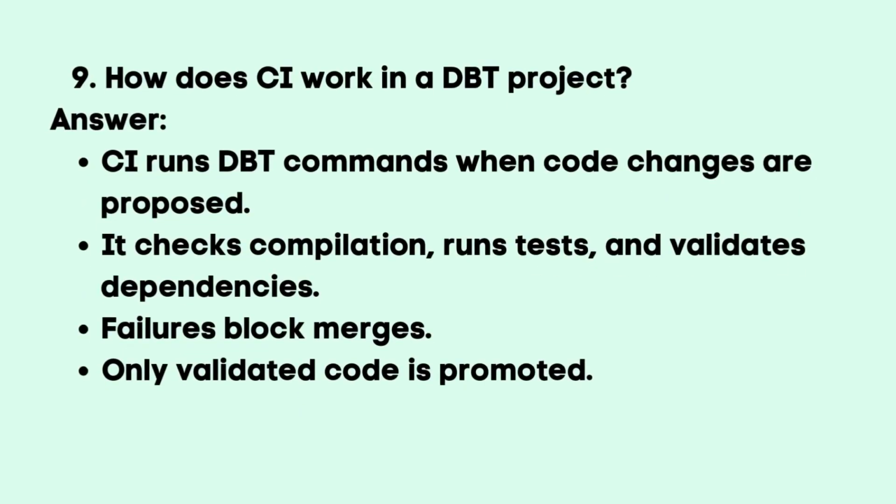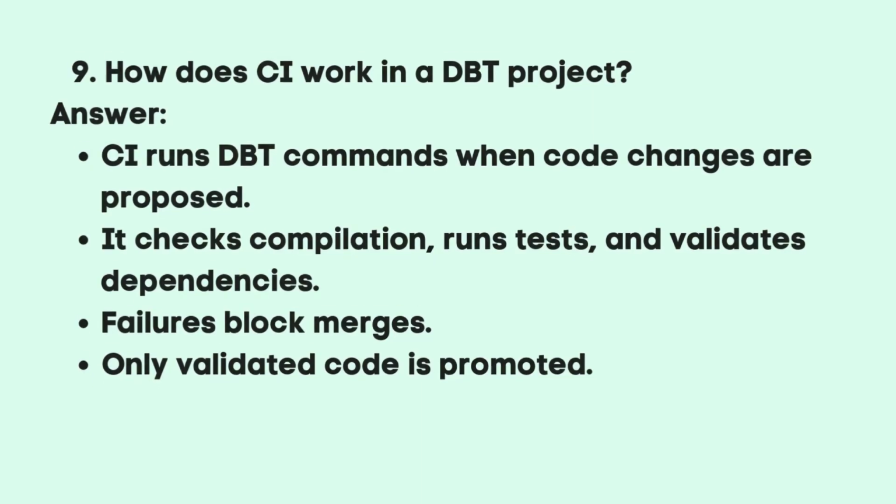How does CI work in a DBT project? Answer: CI runs DBT commands when code changes are proposed. It checks compilation, runs tests, and validates dependencies. Failures block merges. Only validated code is promoted.